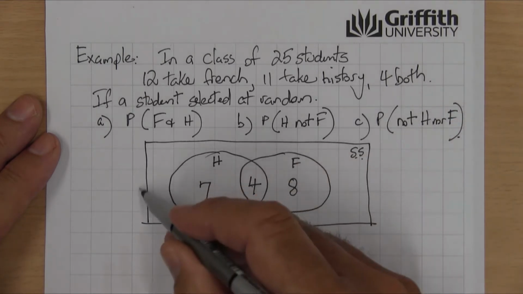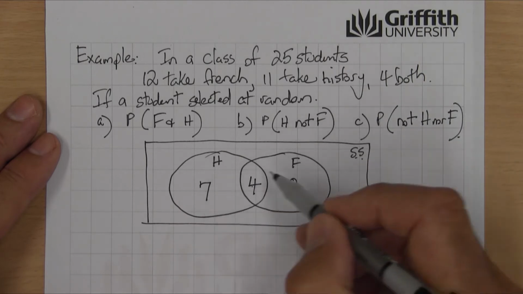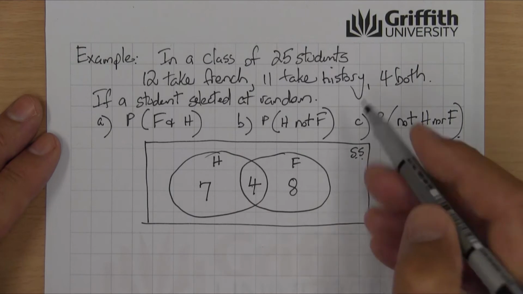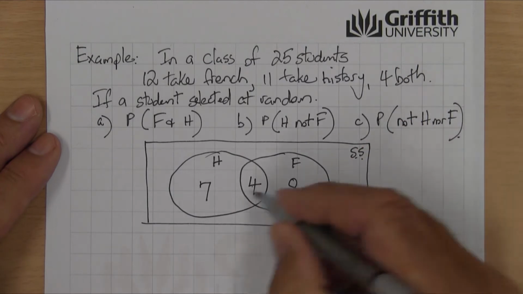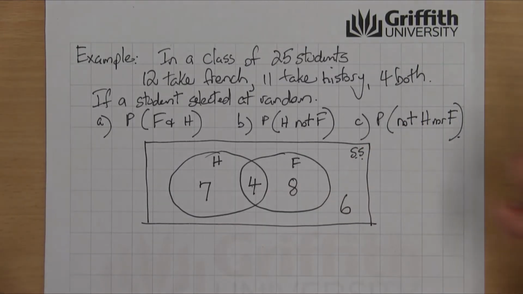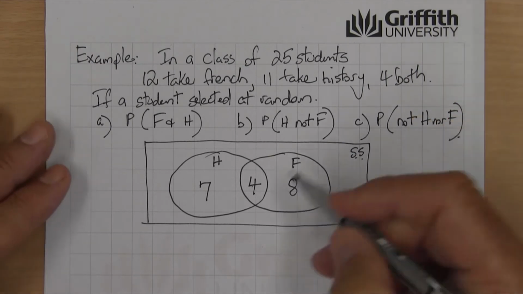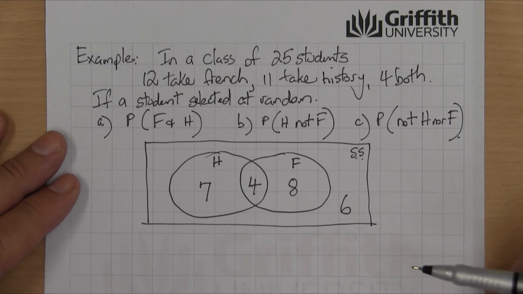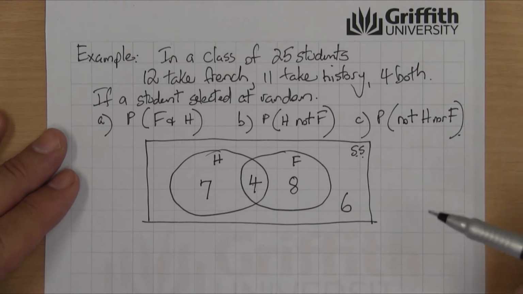And we know there's 25 all up. If we add these together, we get 19. And we know there's 25 total, so there must be 6 outside of there. Now, I think if we can work through that and get a diagram down, it makes answering these questions very, very easy. It's just reading off the diagram.